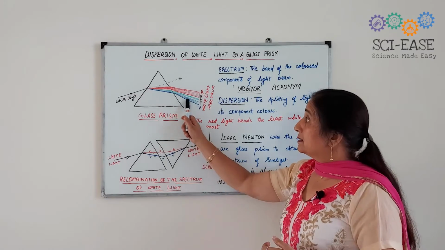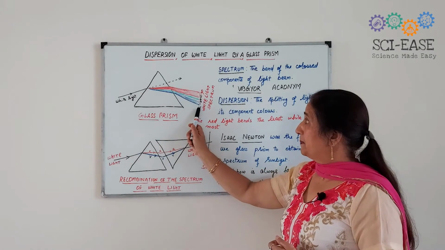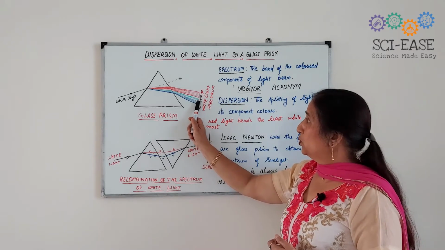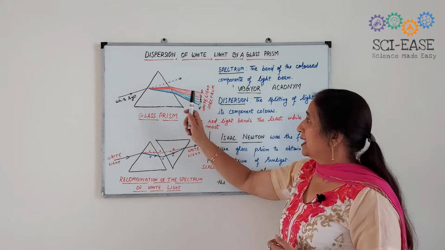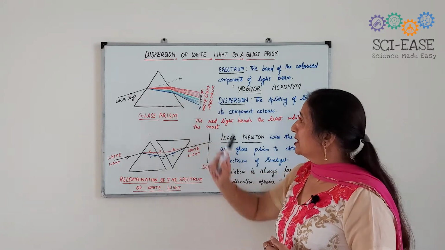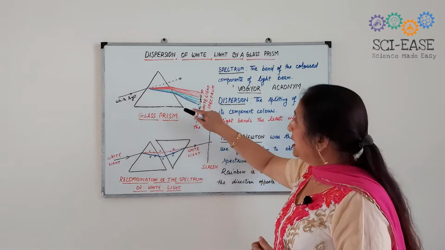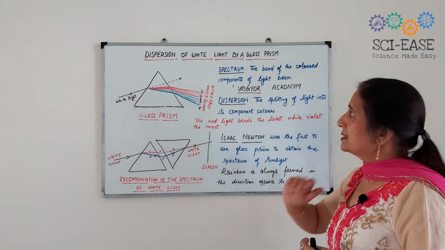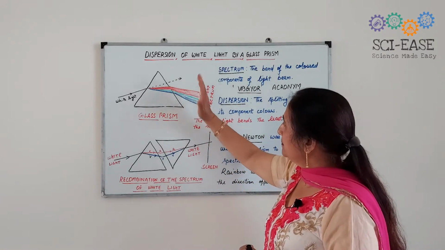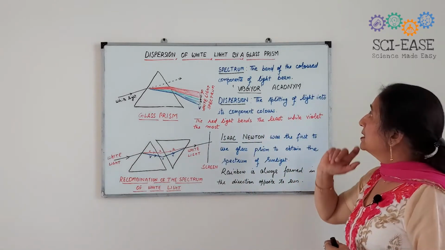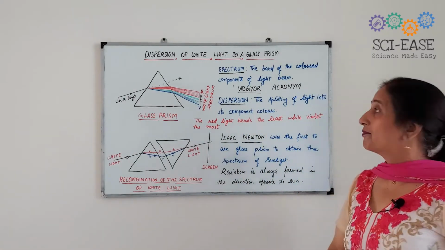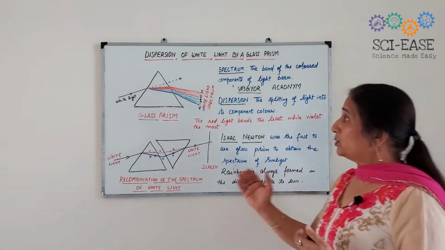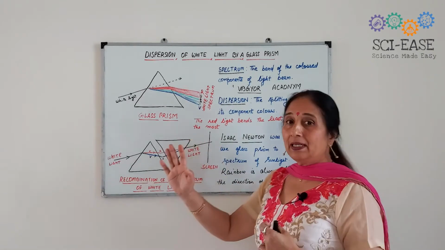So, the lowermost color is violet, then indigo, blue, green, yellow, orange, red. I can't show this yellow color here, but the sequence is like this. And what is this? The screen that will be placed here. This is the band of the colored components of the light beam. That is the spectrum.